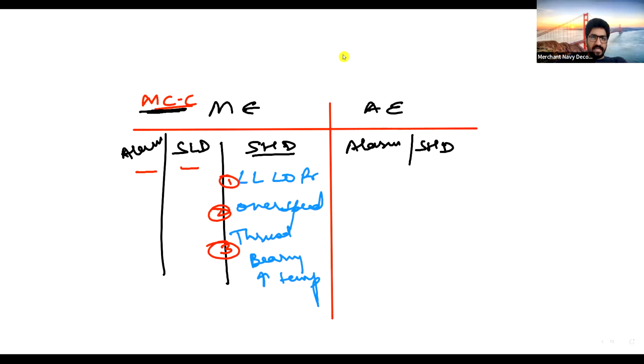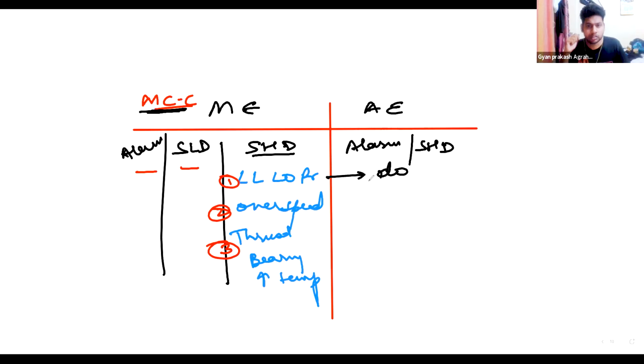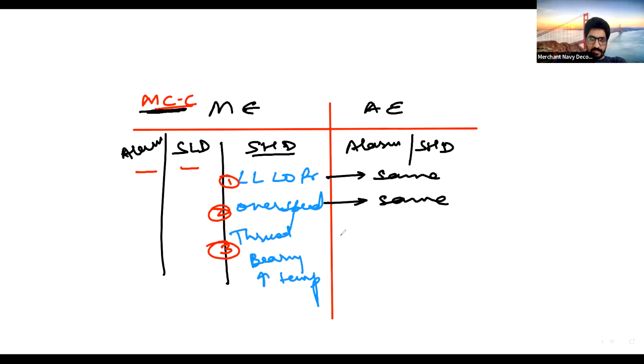For generators, these two are common. Trips are common. Shutdown: overspeed, same. Thrust bearing you don't have. And additionally, you have jacket cooling fresh water outlet temperature. So basically, 3 shutdowns for generators: low lube oil pressure, overspeed, and jacket cooling water. For the main engine, you have low lube oil pressure, overspeed, and thrust bearing high temperature. So 3 trips in generator, 3 trips in main engine. That's normally like this.